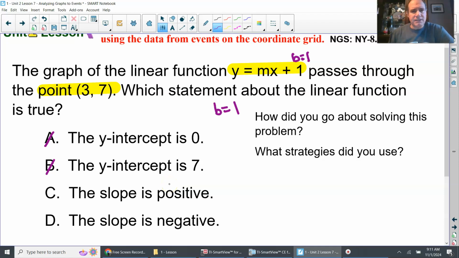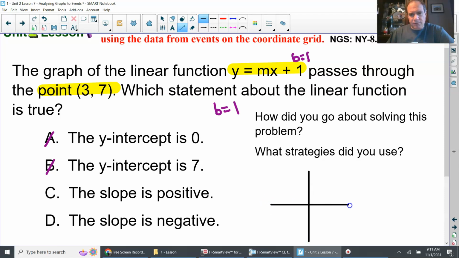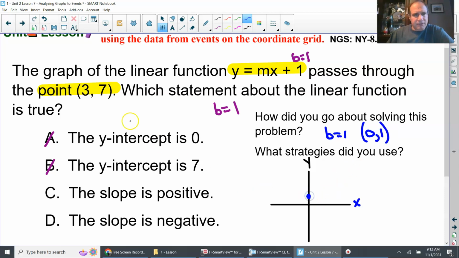The slope is positive. The slope is negative. There are a couple of ways that you could do this, but I like sketching. So if I sketch on my grid, that's all you have to do. We're going to have a y here, and we're going to have our x here. This y-intercept, just remember the b equals 1 and the y-intercept is 0, 1. So if the b equals 1, it's right there. The other point that they give us is 3, 7, which is right here.